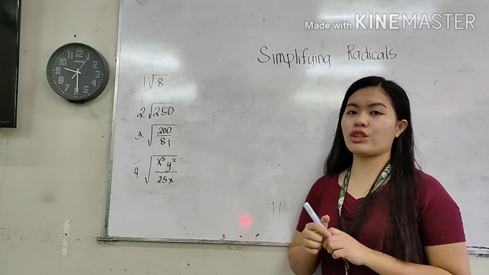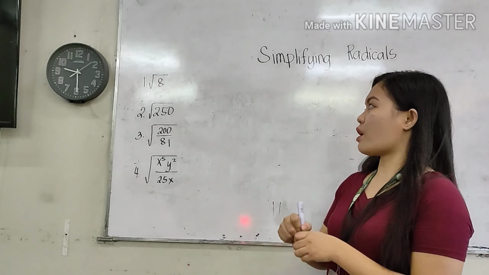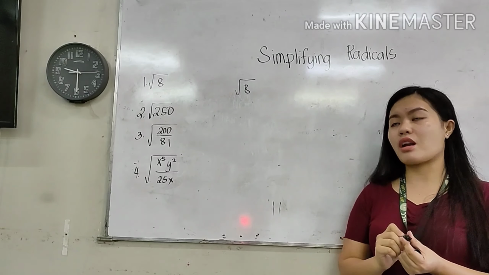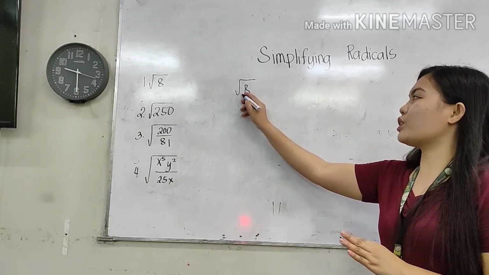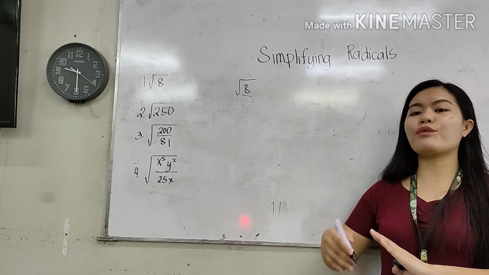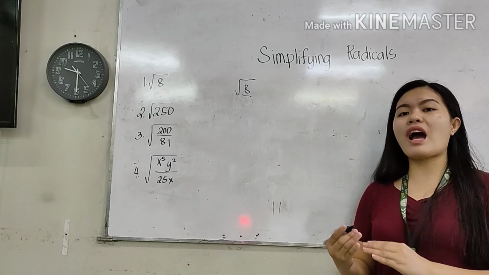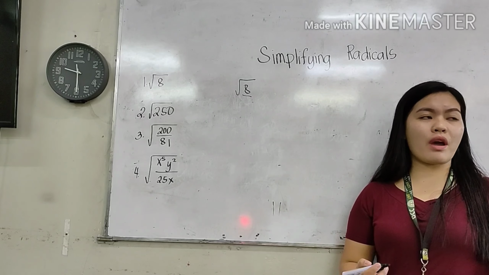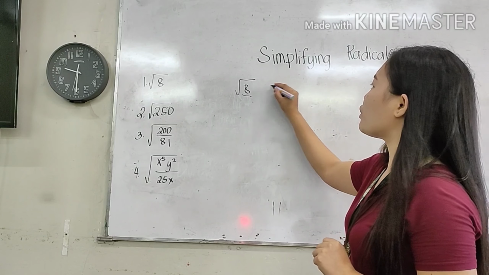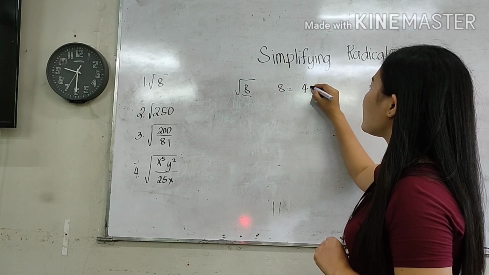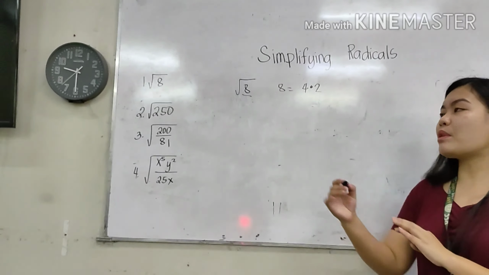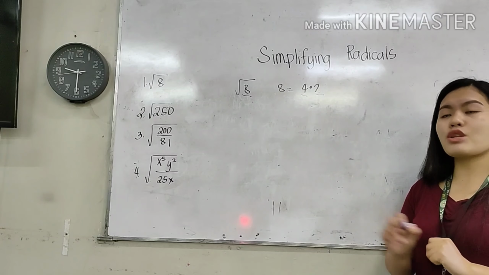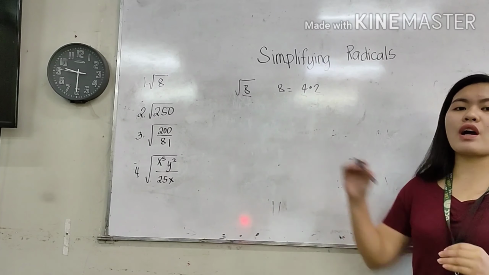We have here the square root of 8. So how are we going to simplify the square root of 8? As you can see, the square root of 8 is not a perfect square. So what we're going to do is to factor the radicand. Factor the radicand and find the factor which is a perfect square. For example, the factors of 8 can be 4 times 2. So let's examine the factors. 4 is a perfect square and 2 is not. So we can use 4 times 2 as the factor of 8.